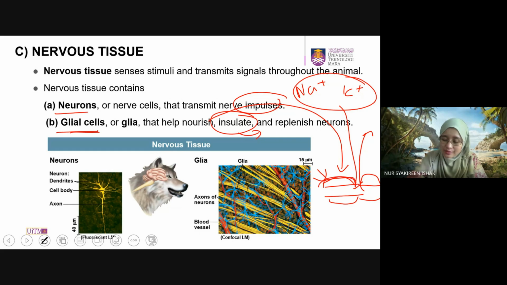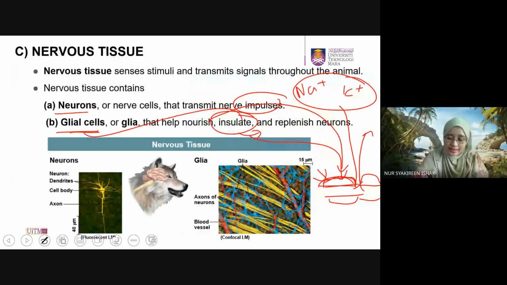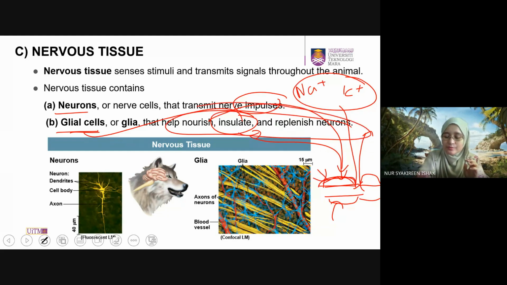So one function of the glial cell is to function as electrical insulator at certain points within the neurons. Yang ini detailnya kita akan belajar nanti semester depan. Just know that for the nerve tissue, you have the neuron to transmit impulse, and also the glial cell, which has several different functions.